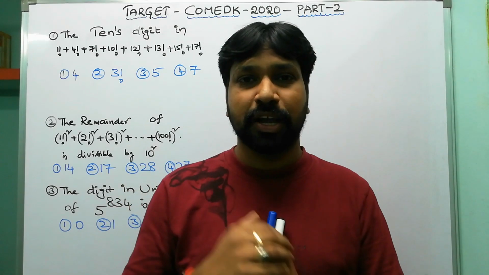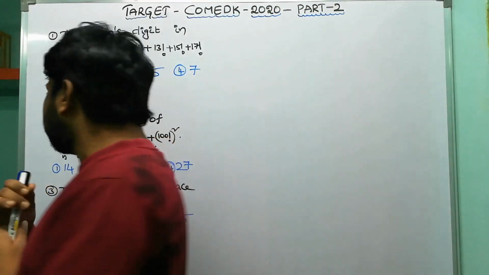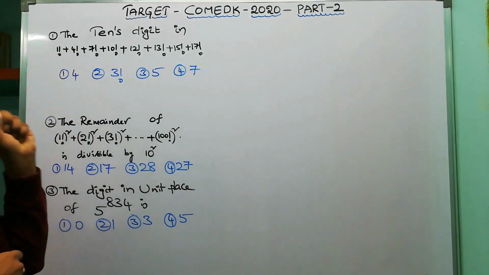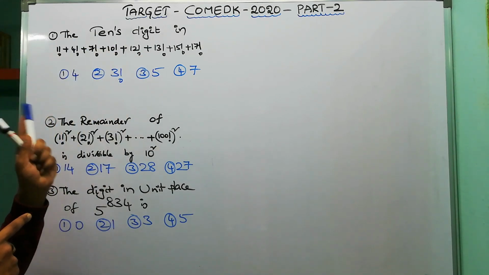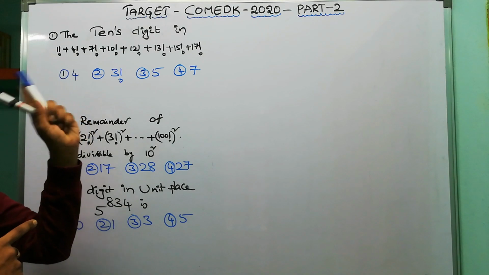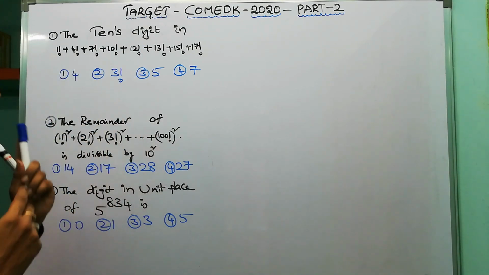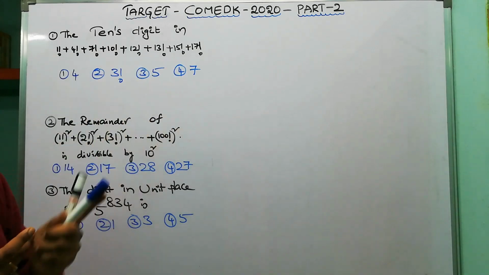Coming to here friends, I'll start today's session. This kind of question they usually ask. The question is: the tens digit in 1 factorial plus 4 factorial plus 7 factorial plus 10 factorial plus 12 factorial plus 13 factorial plus 15 factorial plus 17 factorial. So they're asking about this factorial sum.